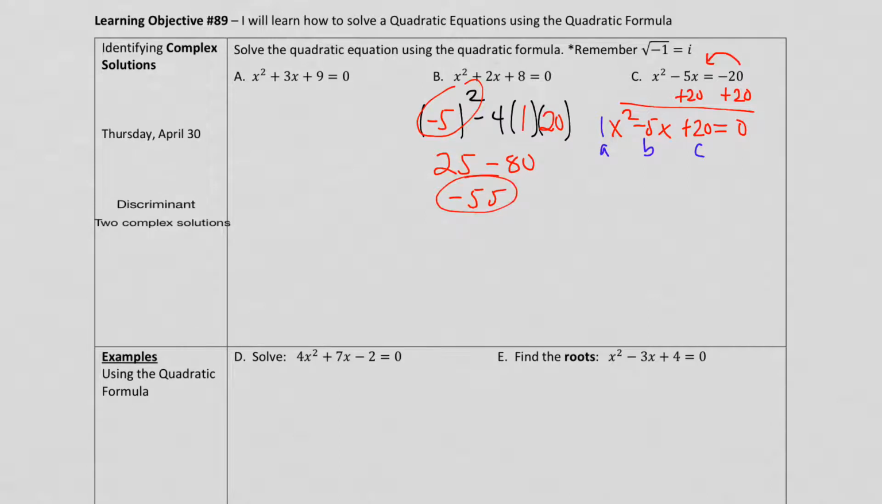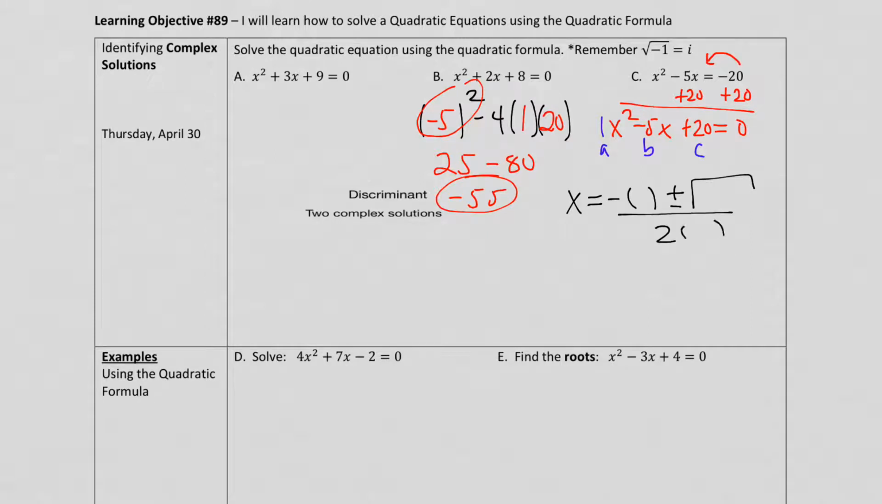So there's my discriminant. Again, because it's a negative discriminant, I know that it's not factorable. And here again, I'm going to have two complex solutions, so I'm going to have an i in the answer. So now I use the formula. x equals negative b plus or minus the square root of the discriminant, which we just found, all over 2 times a. Again, my discriminant, I just found it to be negative 55, so that goes in under the square root.